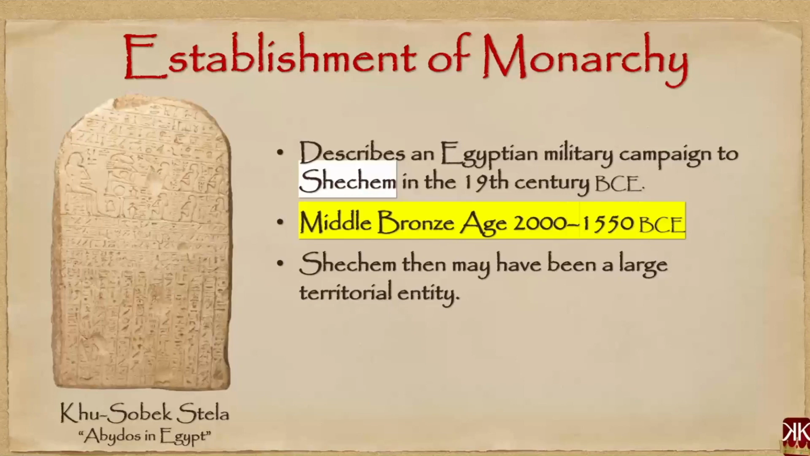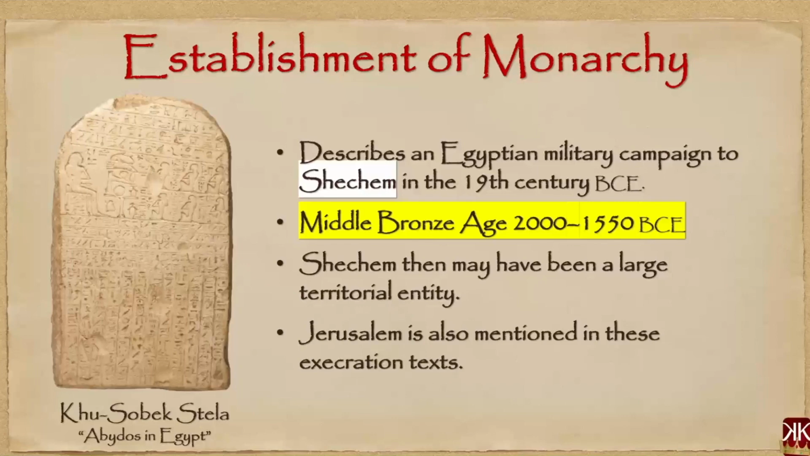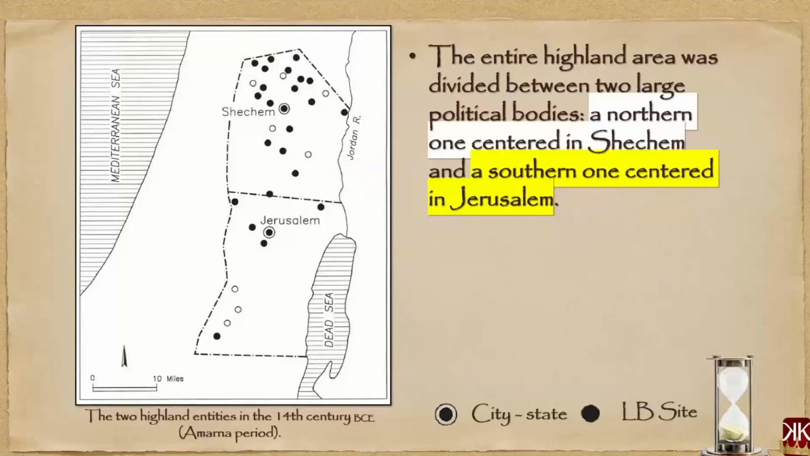Well, not only Shechem, but Jerusalem is also mentioned in these execration texts. This tells us that the entire area that we're looking at was divided between two large political bodies. A northern one that is centered in Shechem, and a southern one that is centered in Jerusalem. Look at the map carefully. Before Israel, we had these two entities. It's important. Take time, look at the map.